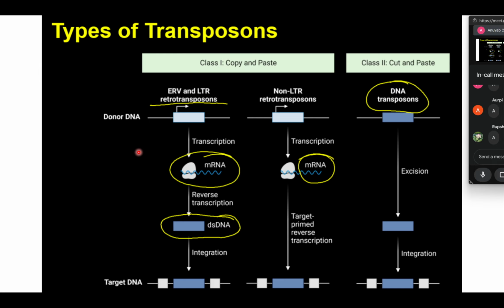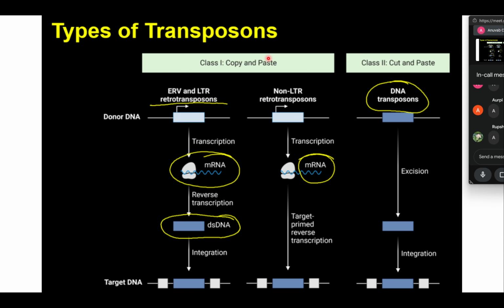So as I said, there are two different types of transposons. First is copy and paste, the other is cut and paste. Cut and paste is easy, we'll discuss this first. Cut and paste transposons have the transposase enzyme inside them. The transposase enzyme cuts these two ends, excises the DNA, and then it goes and helps in integration somewhere else as well. So essentially, the cut and paste ones move from one place to the other.